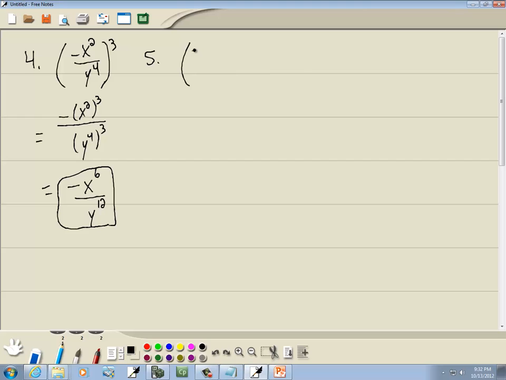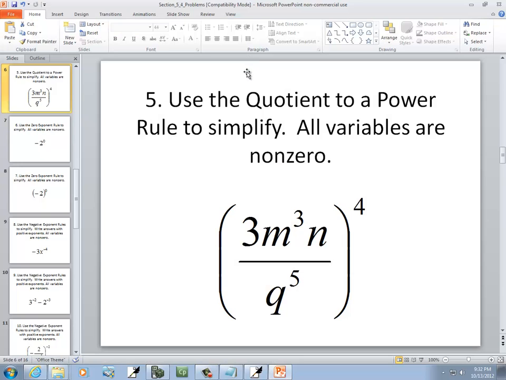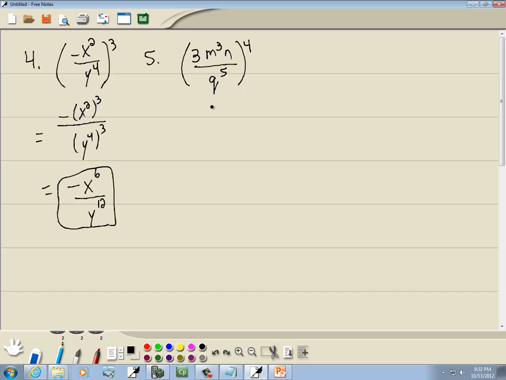Okay, let's look at this one. We got 3 m to the 3rd n over q to the 5th, and you're raising it to the 4th power. Okay, remember what I said. If everything inside your parentheses is multiplication and division, well, we got 3 times m to the 3rd times n divided by q to the 5th. Everything's multiplication and division. And you're raising the parentheses to a power, you can take everything to that power.